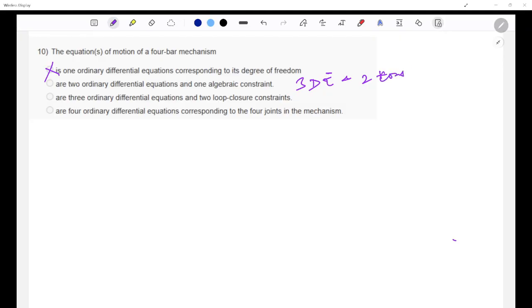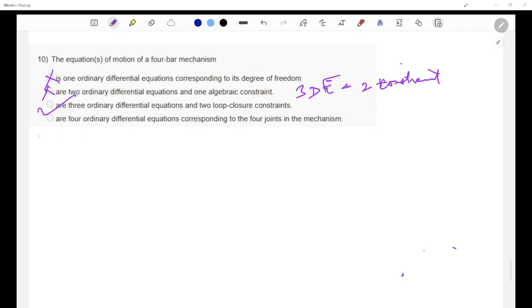I won't be able to take you through it. I think we can discuss it in the next class if needed, but I would like you to figure this out. The third option is, there are 3 ordinary differential equations and 2 loop closure constraints. This is correct, as I said here. And the fourth option is, there are 4. No, this is also incorrect. So it has 3 differential equations and 2 constraints.